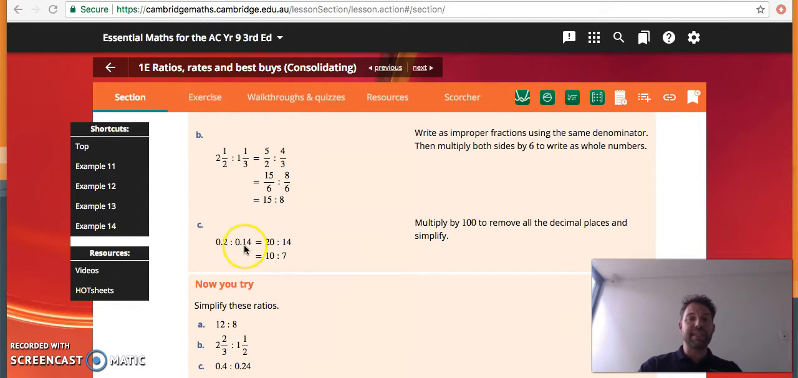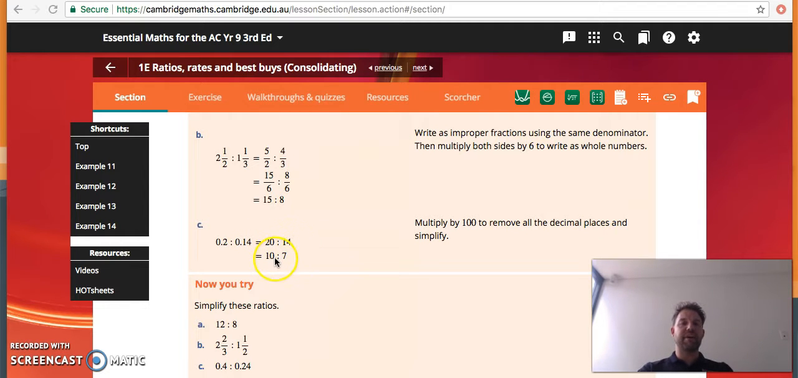Last one with the decimals here, 0.2 to 0.14. We need to times them both by 100, just because we want to get them to full numbers over 1. So times that by 100, we move the decimal point 2 places because 100 has 2 zeros. That gets it to 20 to 14.